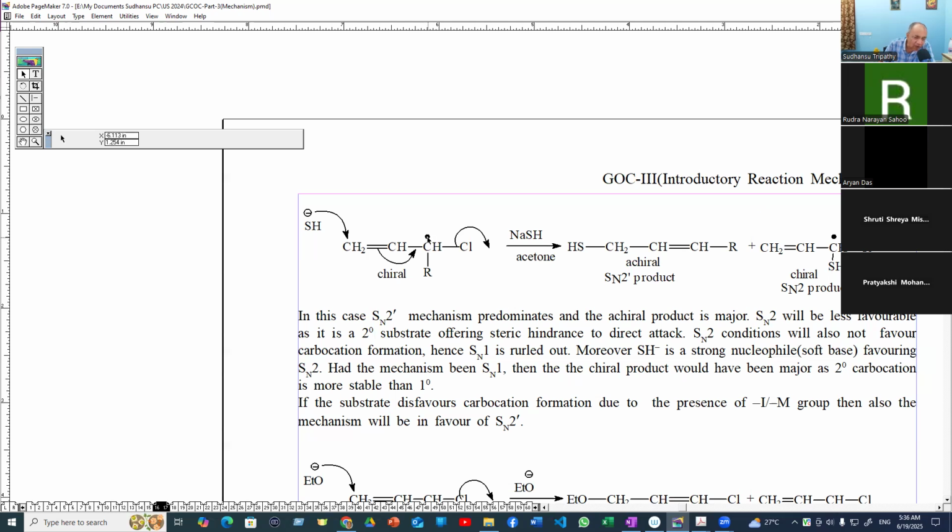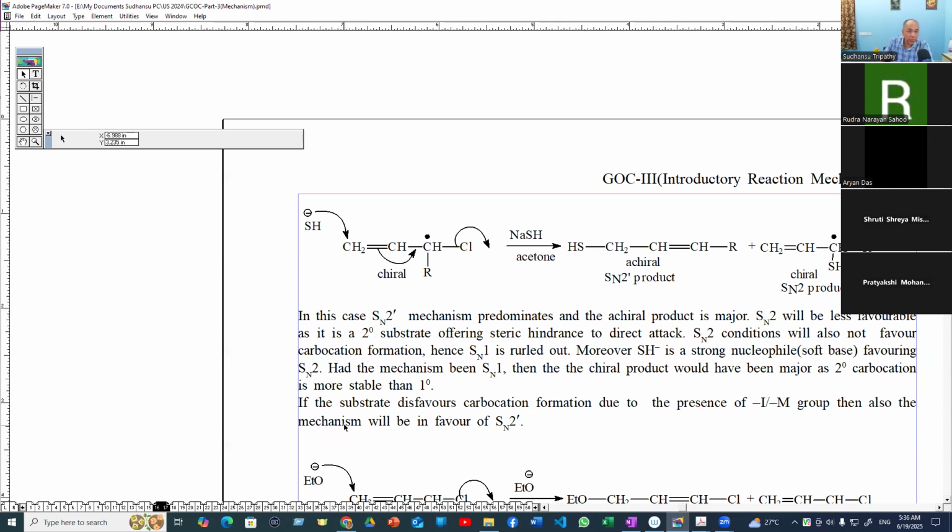This star mark or the dot mark is not for chiral center, I think. It is due to the labeling. No, chiral center, I'm sorry. This is not a labeled chiral center. So you get both the products, and that has to be SN2.